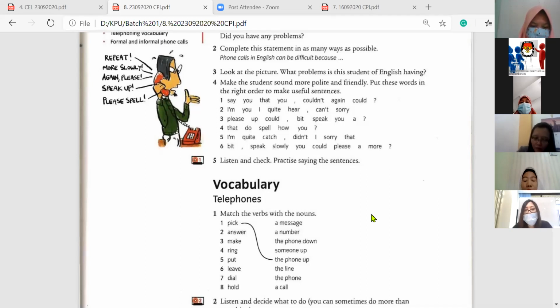Number 5, put the phone down. Okay, put the phone down, very good. Now in American English, they don't say put the phone down, they say hang up. To put the phone down, in American English is to hang up. Hang up, or sometimes we say hang up the phone. Okay, great. Number 6 now.